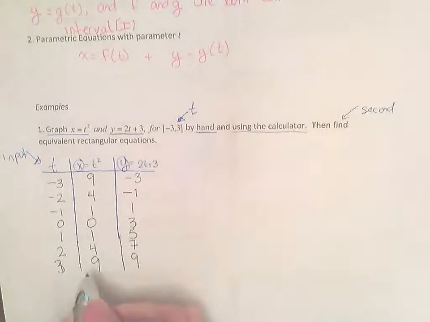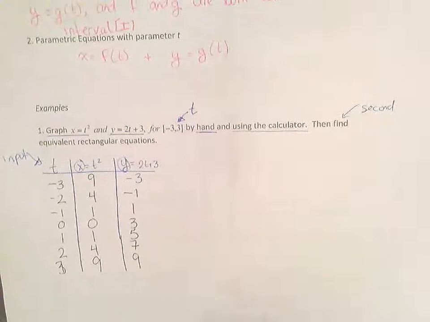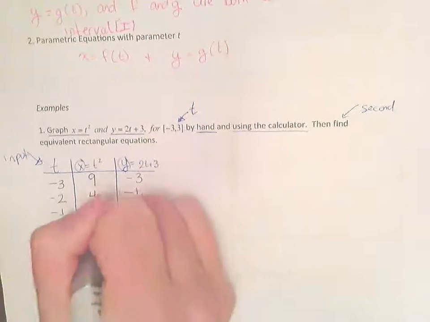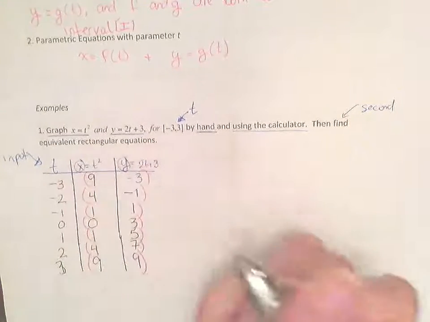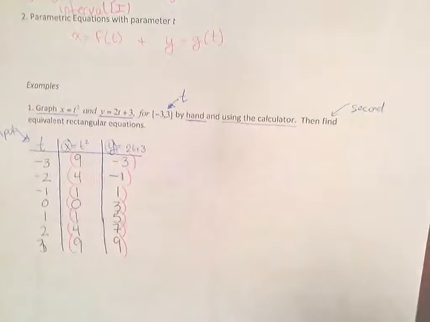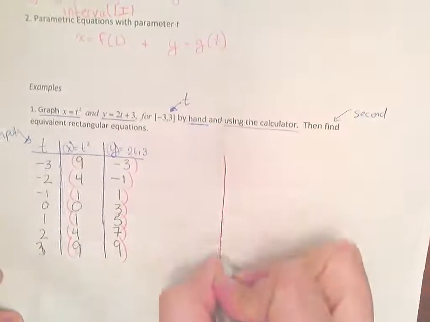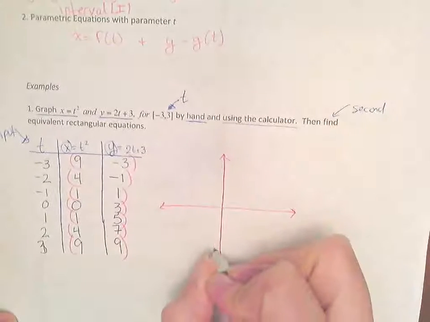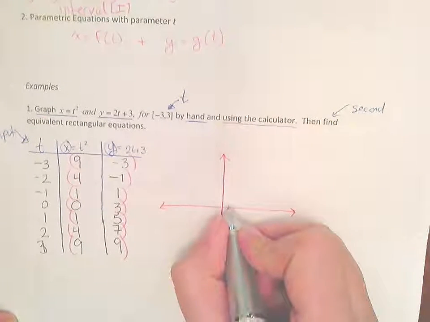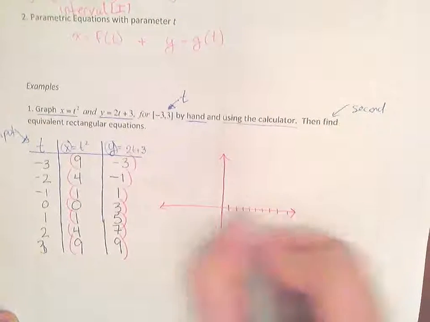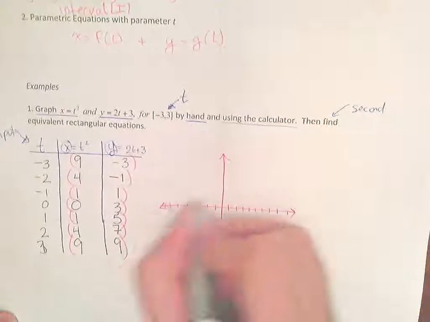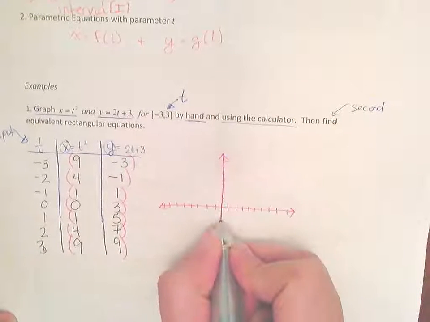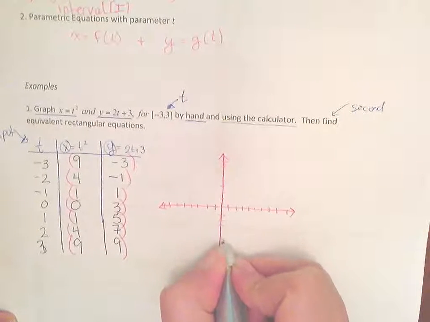Alright, and now I'm basically going to graph these guys as my x and y points. Alright, so we're kind of going back a little bit to basic algebra. So here's my x and y axes. 1, 2, 3, 4, 5, 6, 7, 8, 9. 1, 2, 3, 4, 5, 6, 7, 8, 9. 3, 4, 5, 6, 7. 1, 2, 3, 4, 5, 6, 7.